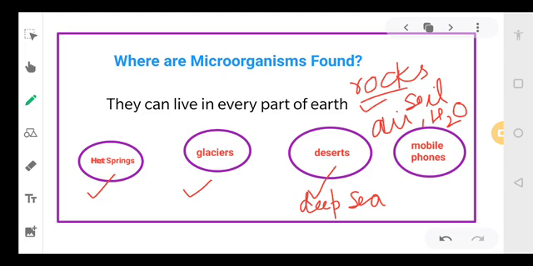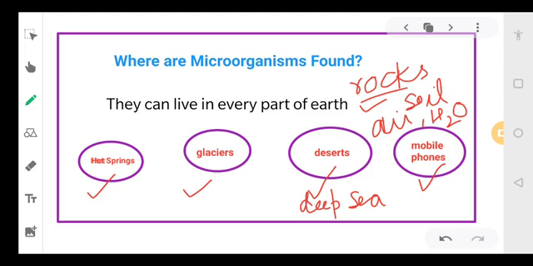Even they may be found in your schools. They may be found in your homes, in the kitchen. And most interestingly, the mobile phones to which we are glued nowadays, they may be present on the touchpad of your mobile phones. They may be present on a piece of bread. They may be present on a log of wood. And they can even be present in a volcanic eruption. So that is why I am saying that they are present in every part of the world. Everywhere these microorganisms are found, isn't it? So they are very, very important, and we must study about them. I hope you understood this.